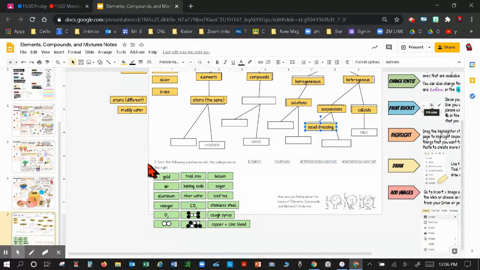Down below, if you look at point 2 here, now you're going to separate these terms on the left side into the columns they go into. Remember, elements are anything found on the periodic table. So something like gold, for example, is an element that fits on the periodic table. Compounds, remember, are two elements chemically combined together. And they have a formula, typically, something like CO2.